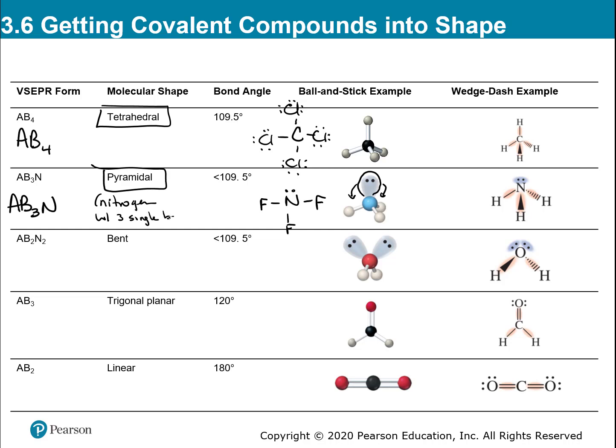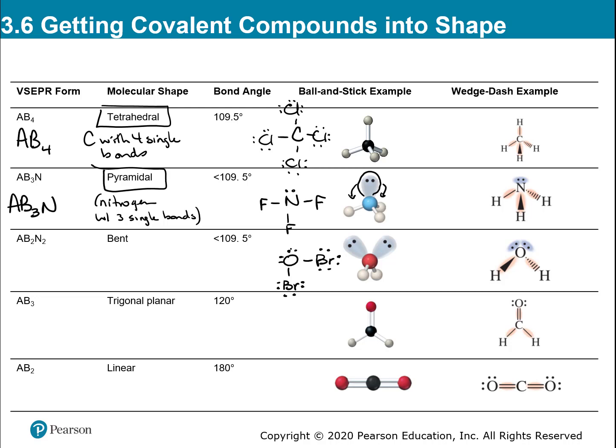Nitrogen with 3 single bonds would form a pyramidal. Carbon with 4 single bonds will always be tetrahedral. The next one's oxygen. So when you look at oxygen, and again, I could put bromines on here. It doesn't have to be hydrogens. The key thing is I'm not looking at the bromines and their non-bonding electrons, I'm looking at the oxygen.